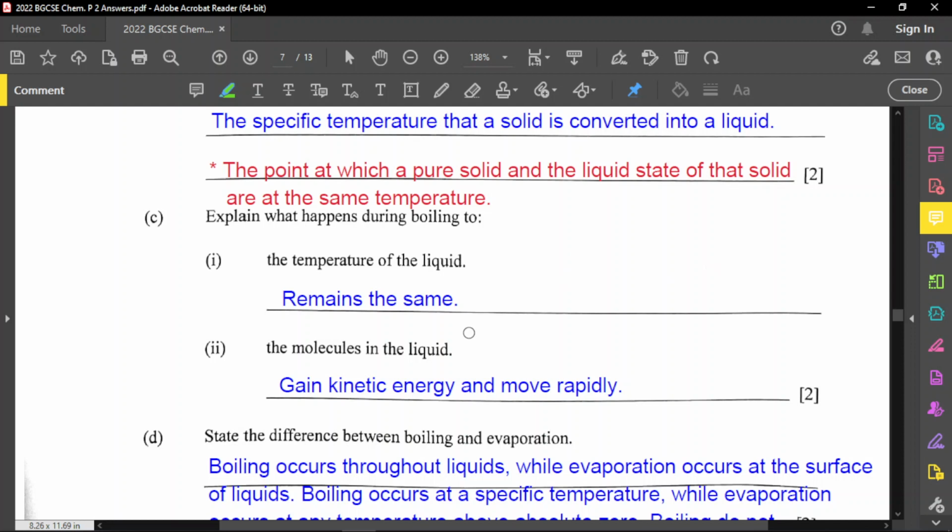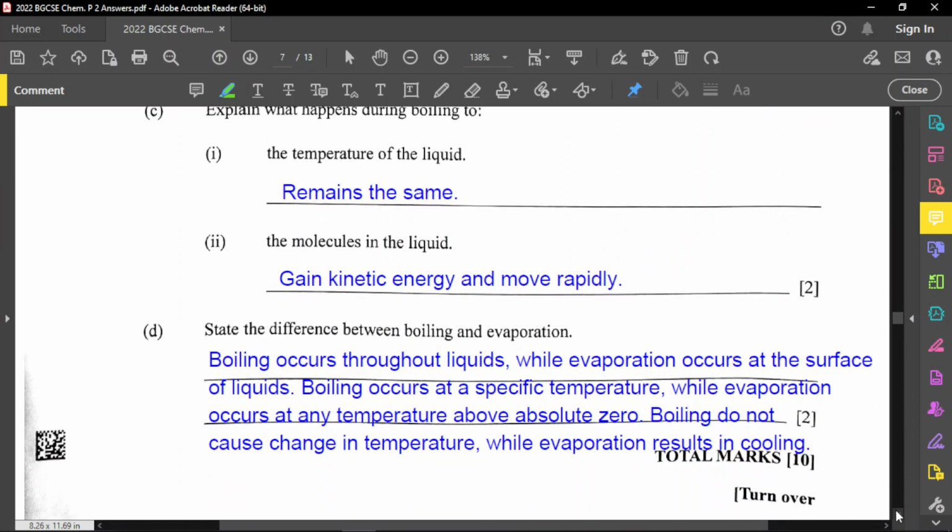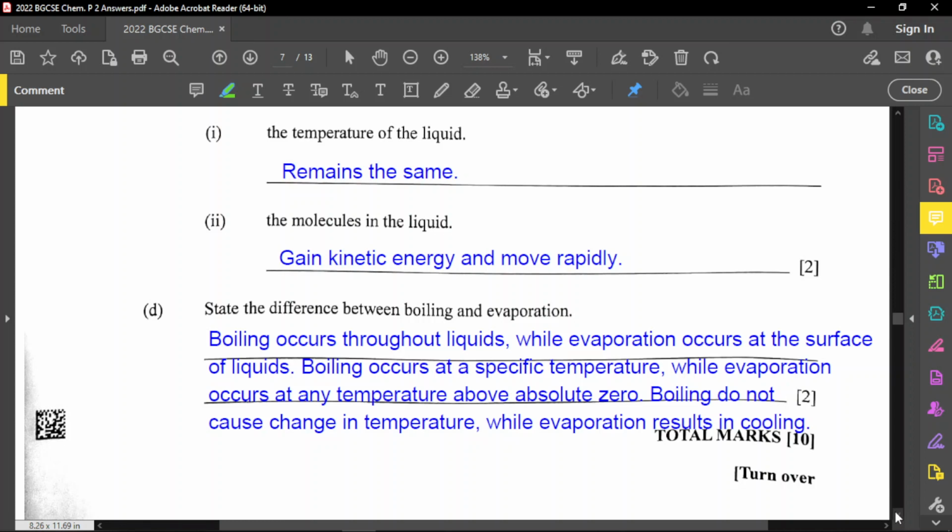All right, so now the molecules in the liquid. The molecules in the liquid start to move faster. Why? Because they gain energy, and that energy will be kinetic energy. So the heat energy will convert into kinetic energy, and the particles will start to move rapidly. In other words, the hotter particles will move up, and the colder ones will drop down. So it causes what they call convectional currents to start taking place.